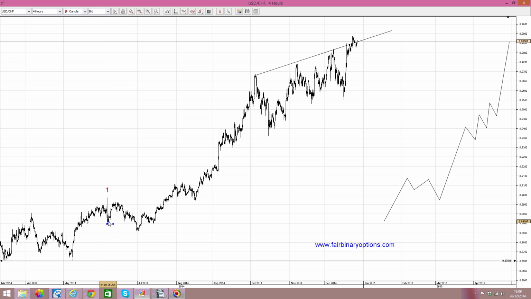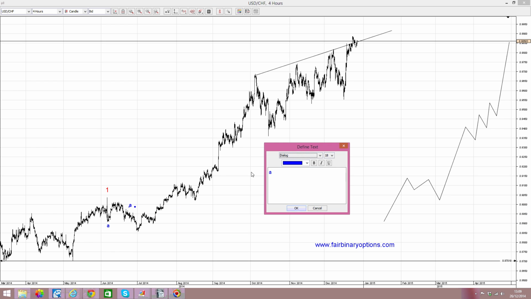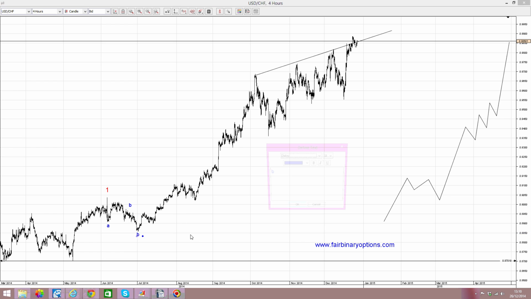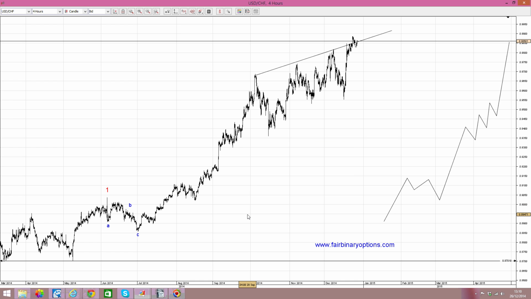Like this. And then if this is wave A, then we should look for the B wave. And if this is the B wave, we should look for the C wave. And this is the first correction, A, B, and C. Now if this is the first correction, what we need to see now is an X wave. And X waves usually go in the form of zigzags or zigzag family patterns.